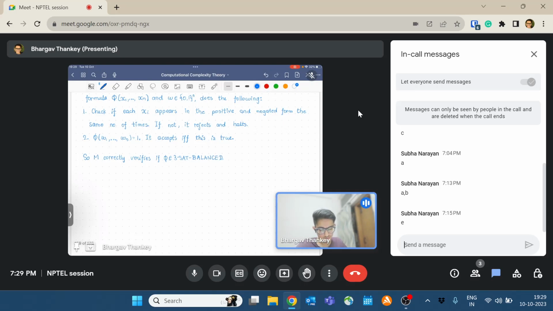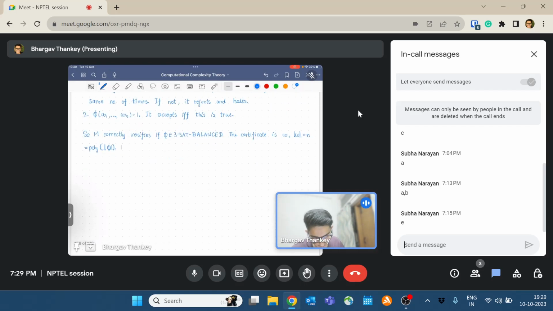Okay, and now the certificate over here is W, and the size of W is exactly n, which is polynomial in the size of the input.